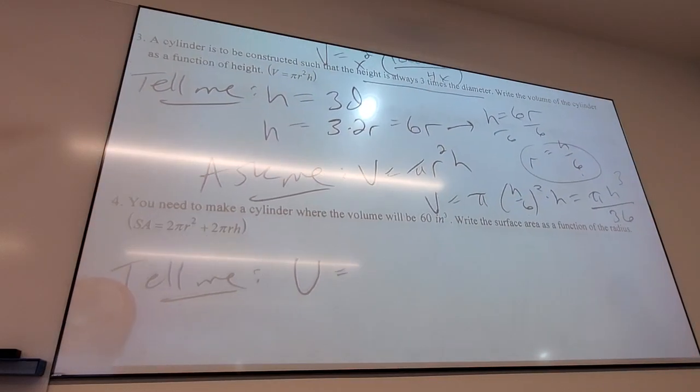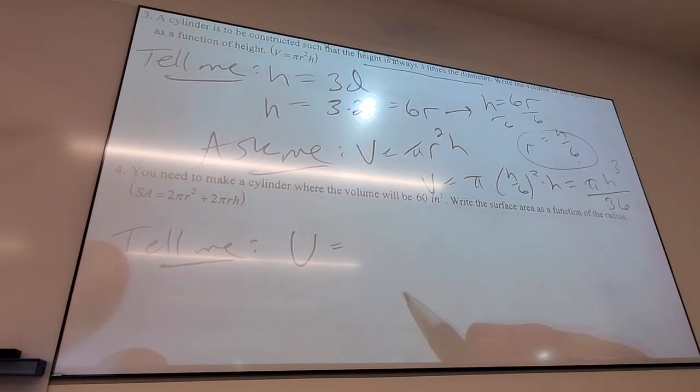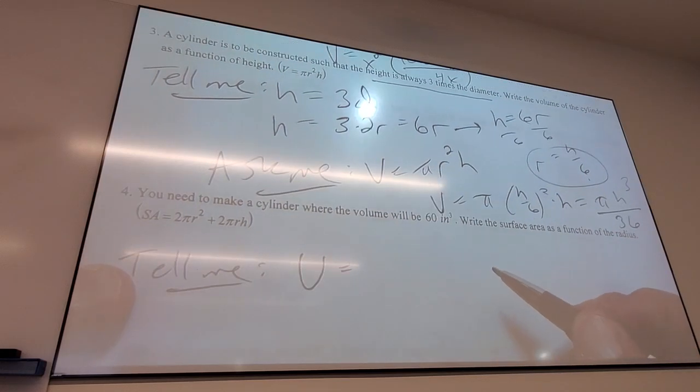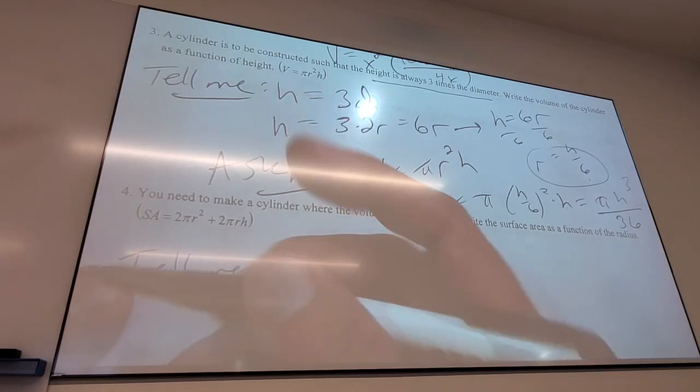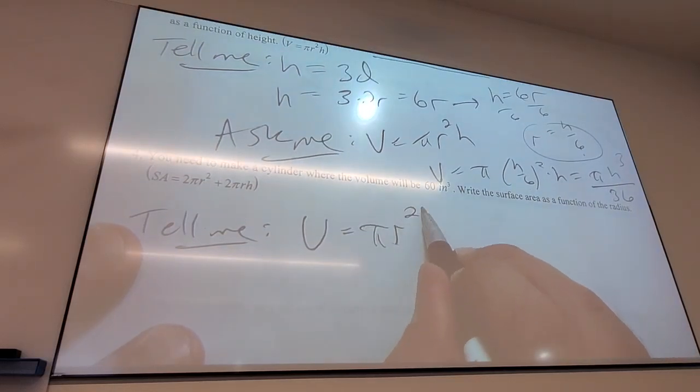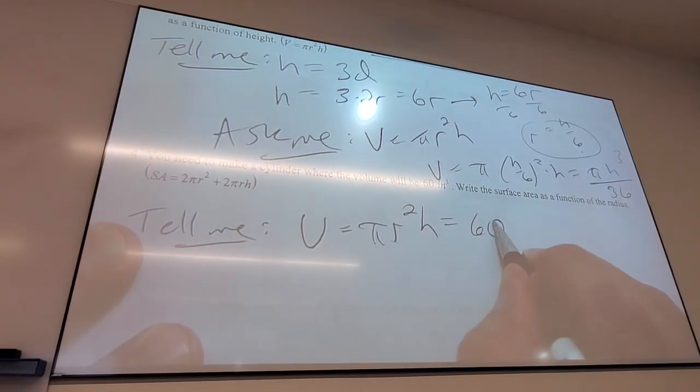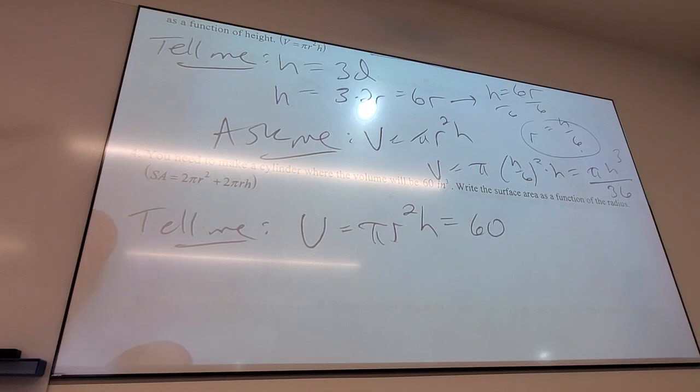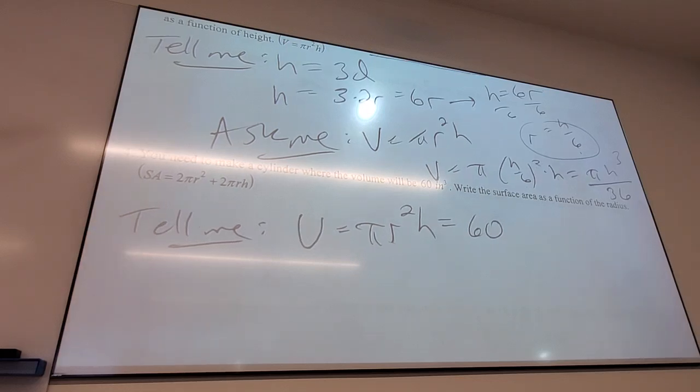I gave it to you. Yeah, it's right there. Volume of a cylinder, pi r squared h. And I tell you the volume is 60, yes? So that's beautiful. Almost every problem, there's going to be something they just tell you, and you're like, thank the gods. And you write the equation related to what they told you.